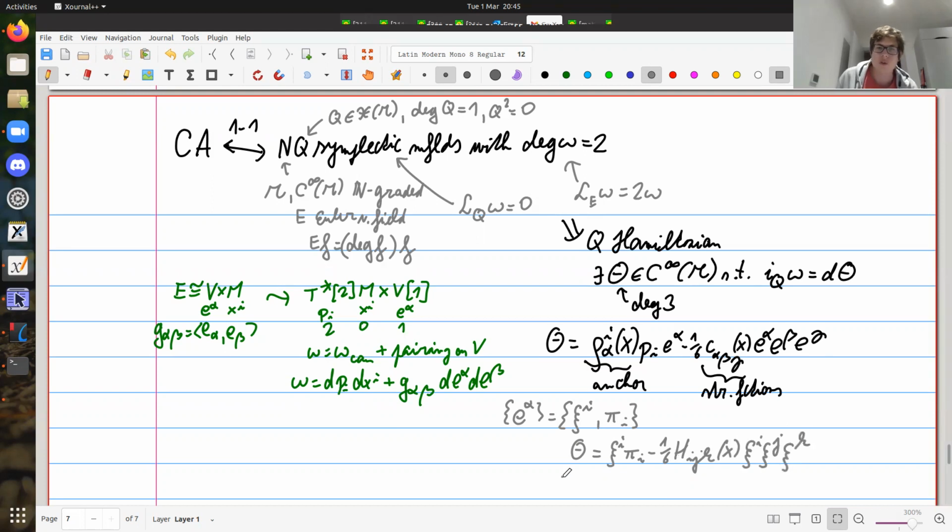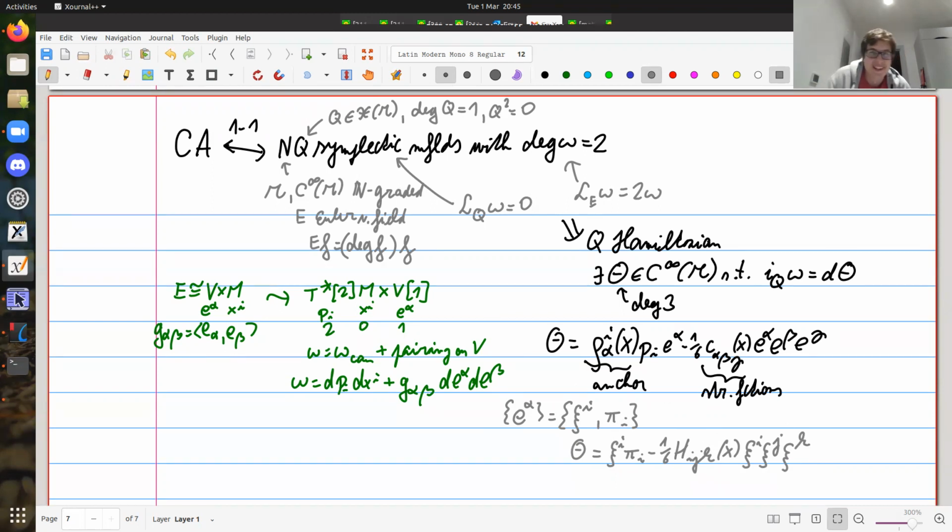So basically the claim is that you can show that if you have an exact Courant algebroid, then for the corresponding graded symplectic manifold, you can always pick coordinates such that it has this form. So this just says that the anchor is the standard anchor, and this is the twist, the structure coefficients.